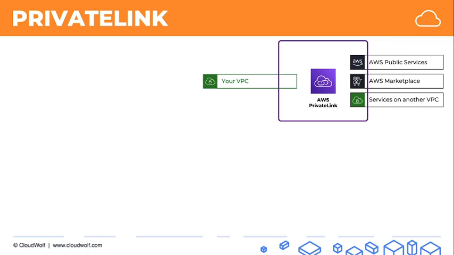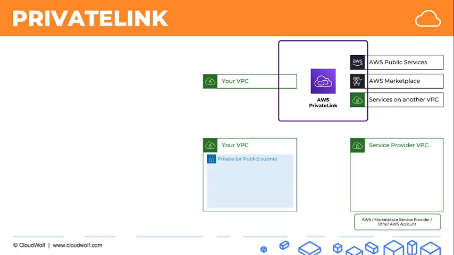Now, how does this work in more detail? So here we've got our VPC. Here we have the AWS service provider, whether it's the AWS public services, the marketplace service provider, or another AWS account. Inside, there will be EC2 instances running the service and a network load balancer distributing incoming traffic across these EC2 instances. Now, in our VPC, we have an EC2 instance that wants to connect to this service.